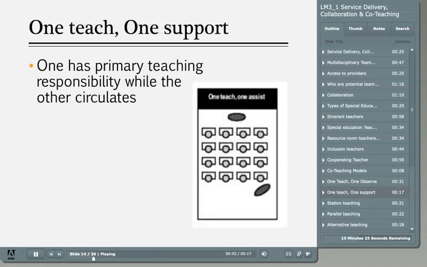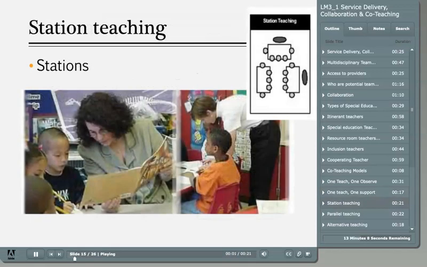2. One teach, one support. In a second approach to co-teaching, one person would keep primary responsibility for teaching, while the other professional circulated through the room providing unobtrusive assistance to students as needed. 3. Station teaching. During station teaching, teachers divide content and students. Each teacher then teaches the content to one group and subsequently repeats the instruction for the other group. If appropriate, a third station could give students an opportunity to work independently.